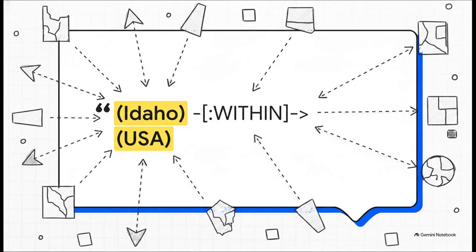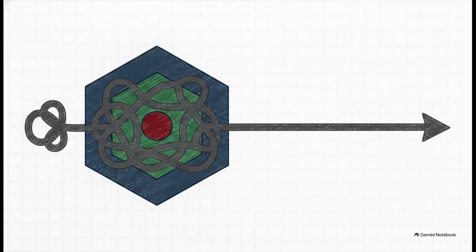Cypher is incredibly clever. It uses ASCII art-style arrows to visually map out exactly how it traverses the edges. In this snippet, you can literally see an arrow pointing from Idaho over to the USA, with the relationship labeled within. It's just so intuitive to read and write. Now, I know what you might be thinking. Can I just use standard SQL to query my graph? Well, theoretically, yes. But trust me, you really don't want to.